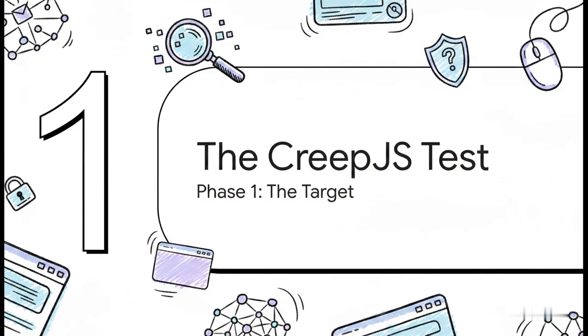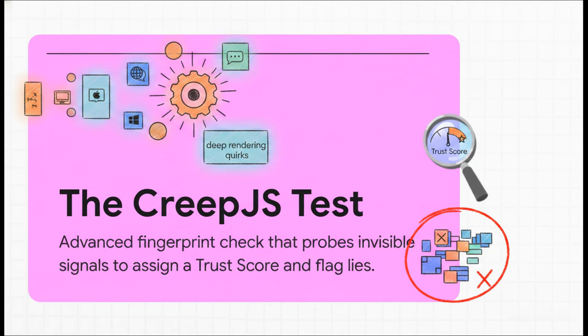All right, let's jump straight into Phase 1, the target, also known as the CreepJS fingerprint test. Now you've got to understand, the CreepJS test is not your average everyday security check. Far from it. It's this advanced browser fingerprinting tool that probes dozens, literally dozens of invisible signals. We are talking about things that go way, way beyond a simple IP address check. It's looking at your screen resolution, your operating system, your language settings, and even these really deep rendering quirks.